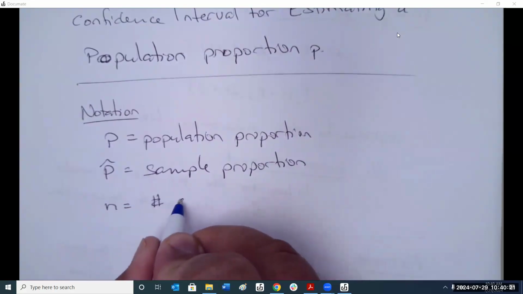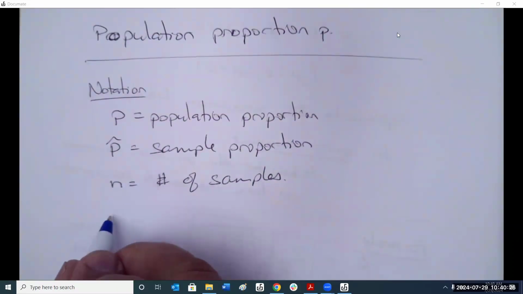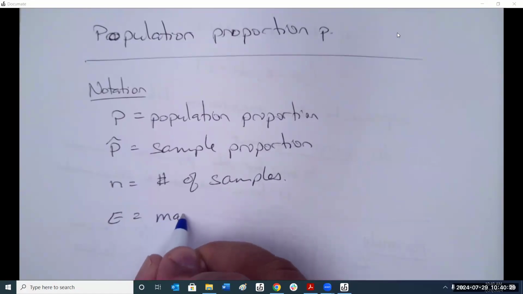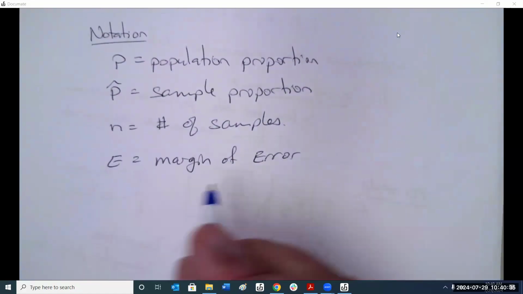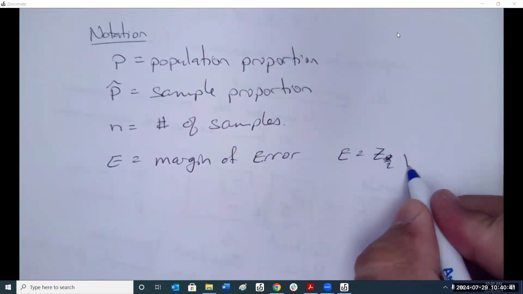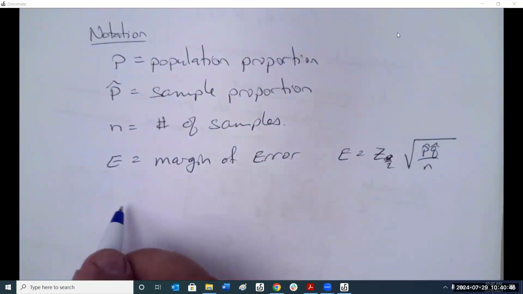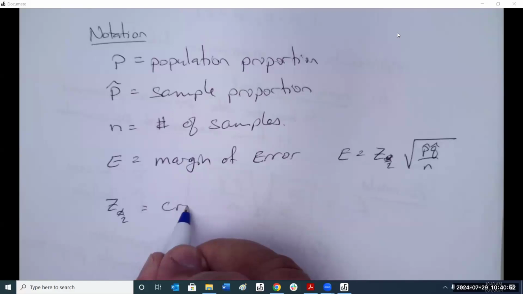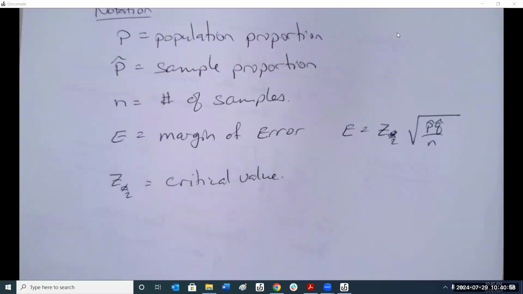N is the number of samples. E is your margin of error. Remember, E equals, and then your Z alpha over 2 is your critical value. So those are the values we're going to be using.